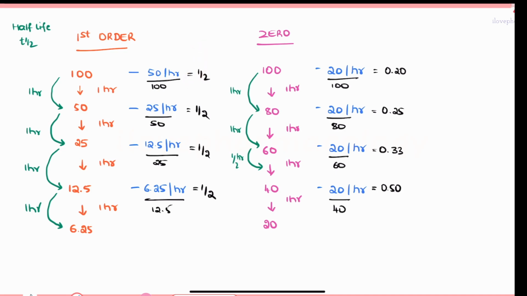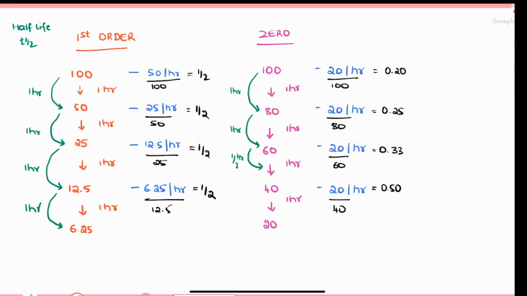Half-life is constant here. So see here, you can see 100 molecules, the half-life is constant with respect to each of these concentrations. So from 100 to 50 it is taking 1 hour, from 50 to 25 it is taking 1 hour, 25 to 12.5 it is taking 1 hour, and from 12.5 to 6.25 it is taking 1 hour. Whereas from 100 to 50 it is taking 2.5 hours with respect to zero order kinetic.